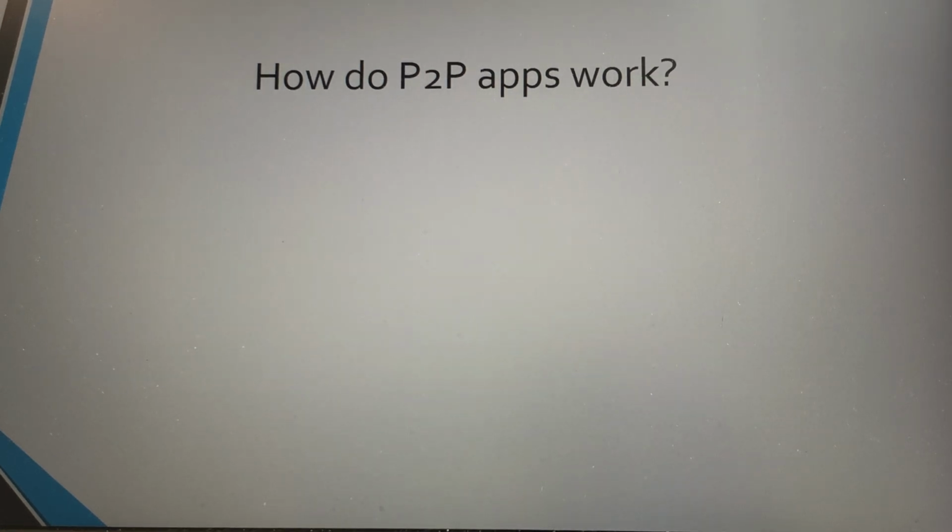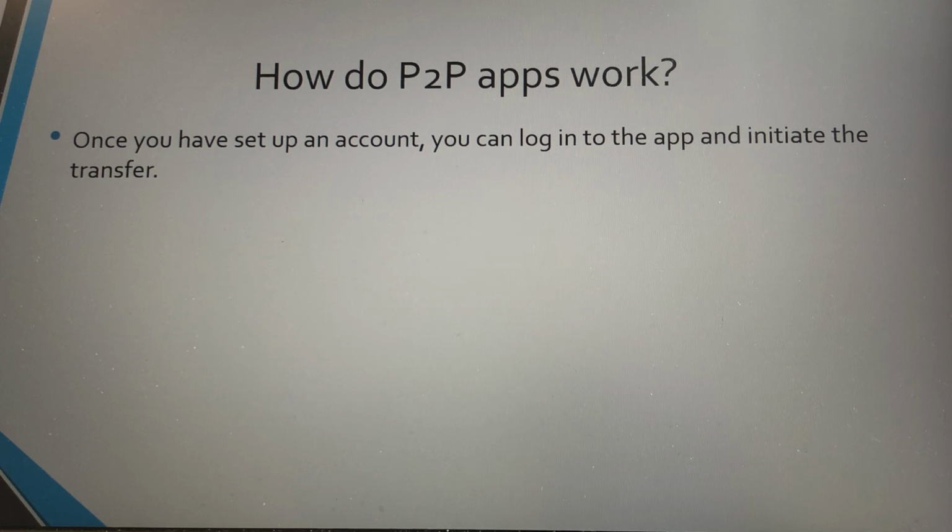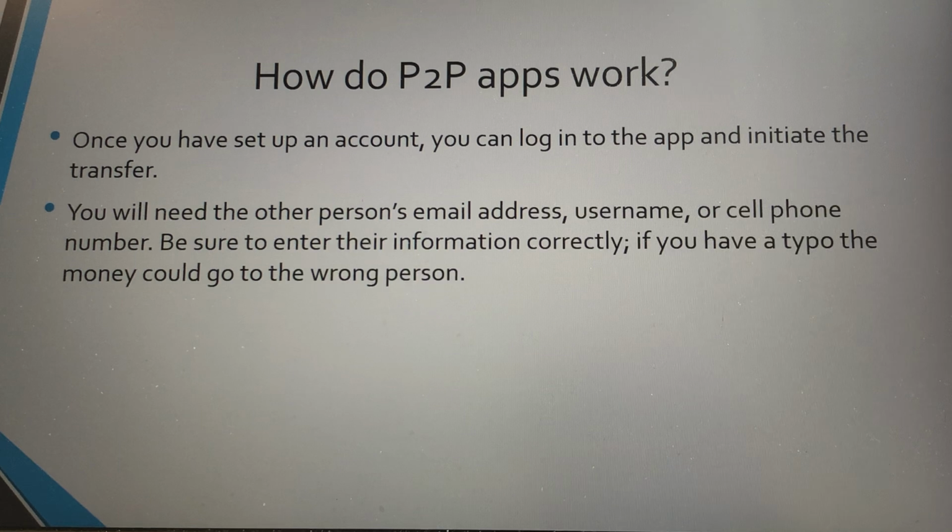All right, how do they work? First off, you're going to set up an account. Once you've set up an account, you're going to log into the app and you're going to initiate transfers or request receipt of transfers. You will need the other person's email address, username, or cell phone number. Make sure you enter the information correctly if you're sending money. Any typo could lead to the money going to the wrong person.